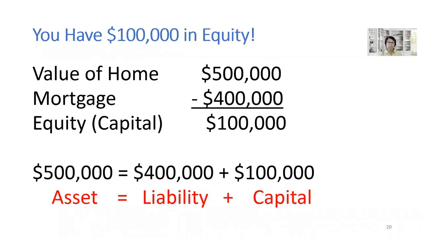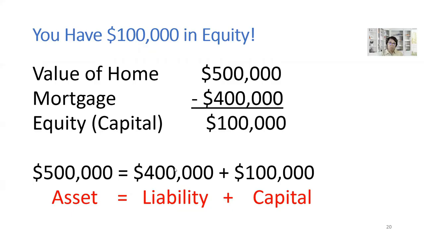So here's the equation. You have $100,000 in equity. And that's probably, if you did this equation right when you bought the house, then your down payment was probably $100,000. And that is actually a very common down payment amount because homeowners very commonly put down 20% and 100,000 is 20%.